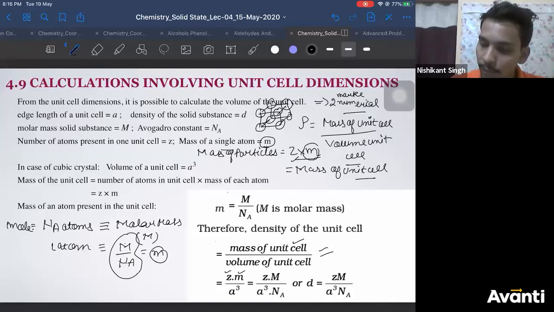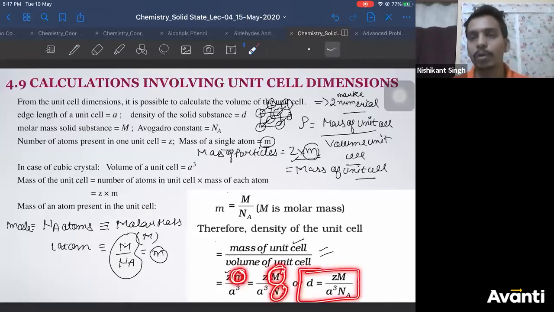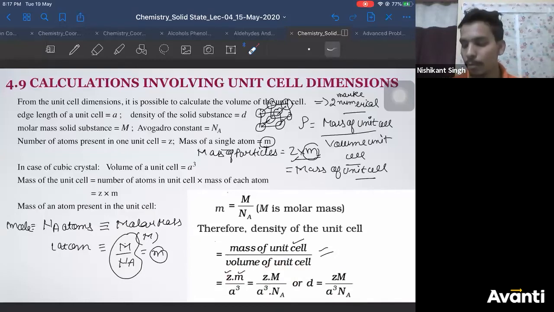So therefore, if you substitute small m by capital M by Na, this becomes your formula for density of unit cell. All of you, please note this formula. We are going to solve numericals on this.